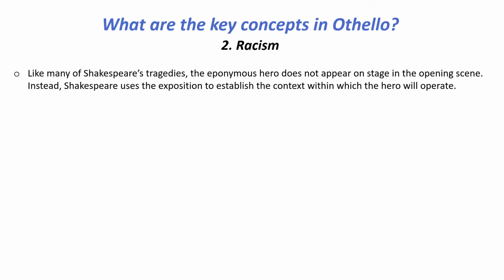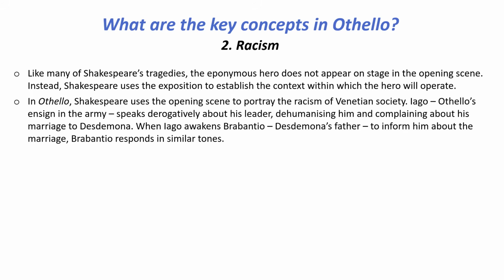So for Macbeth, that context is one of hypermasculinity, and Macbeth is built up as this great military leader, this hero who's able to slay hundreds of people on the battlefield, who's courageous, who's brave, but also who's maybe a little bit too violent, who maybe gets carried away by the bloodlust. And for Othello, what Shakespeare uses the opening scene to show is the racism of Venetian society.